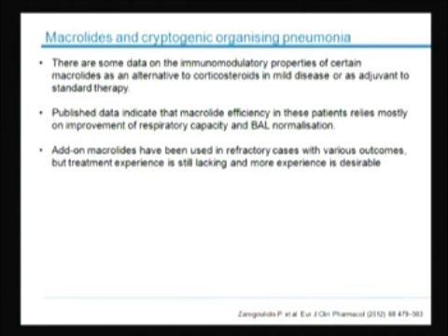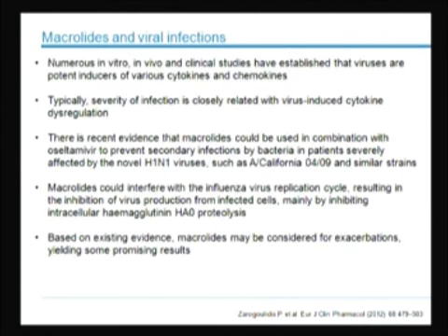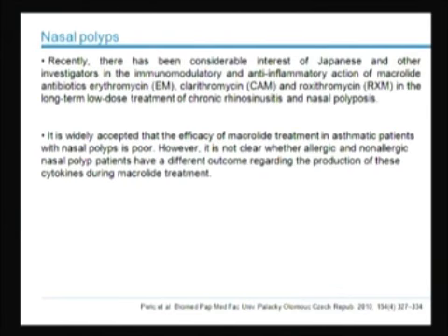In cryptogenic organizing pneumonia, there are some perspectives, but not yet really well established. We need better and more studies to really place the macrolide as an anti-inflammatory in cryptogenic organizing pneumonia. And in viral infection, we still need other results. In nasal polyps, it could be interesting in the nasal polyps which are not steroid sensitive.